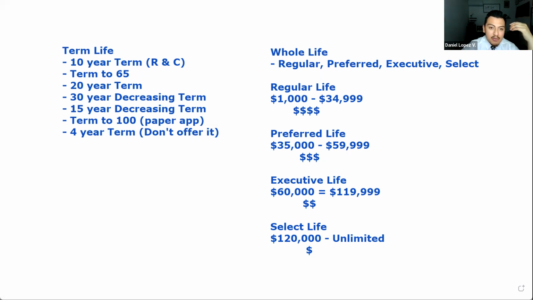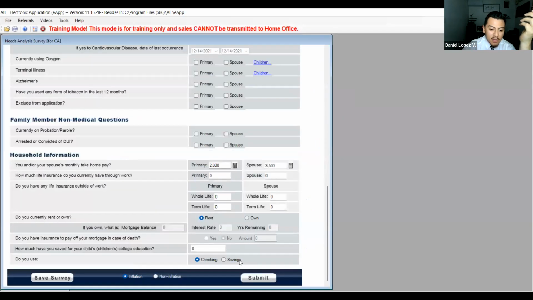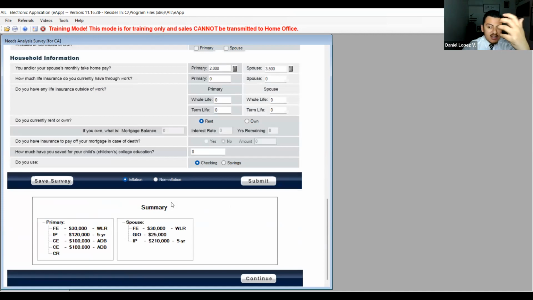Please remember that if you're going to offer them the terms or the whole life, and you're going to use the EAP, it does not come out as a 10-year term. It's labeled as something else. If I go here, husband and wife, press submit, the EAP is going to label them as final expenses, income protection, mortgage protection, college education protection. It won't ever talk about term life or whole life or decreasing. The EAP does not talk about that.